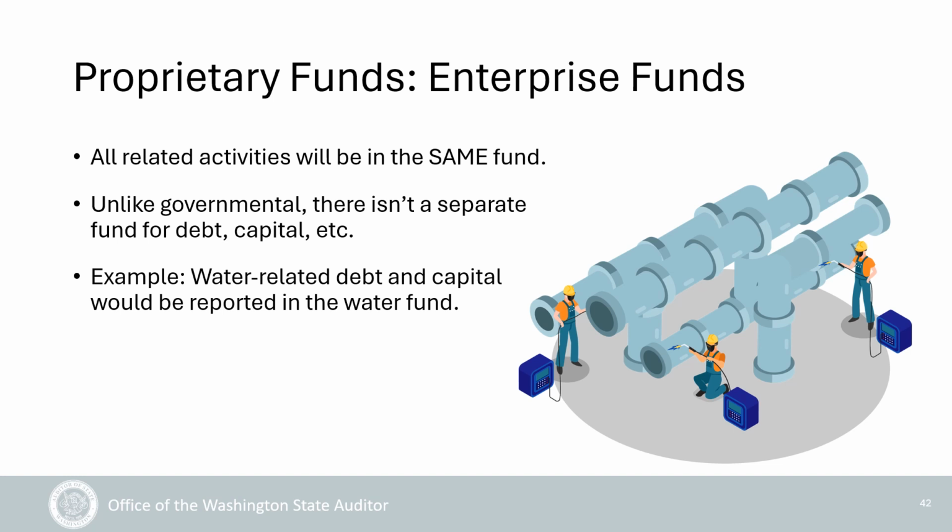For example, if you have a water fund to provide water to your citizens, if you issue debt, that gets reported in your water fund. If you have a capital project to upgrade the water system, that gets reported in the one water fund. Now, if you choose to report the water debt and the water capital project in other funds, those would be called managerial funds that will ultimately get rolled up into the one main water fund for financial statement reporting.